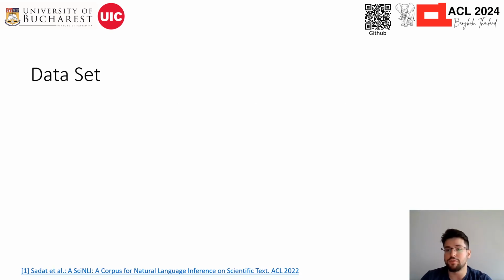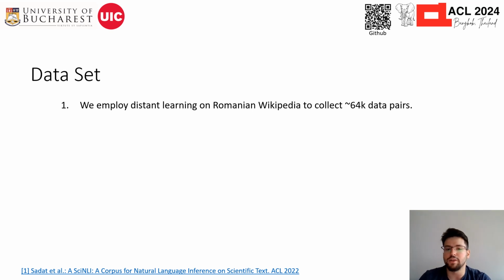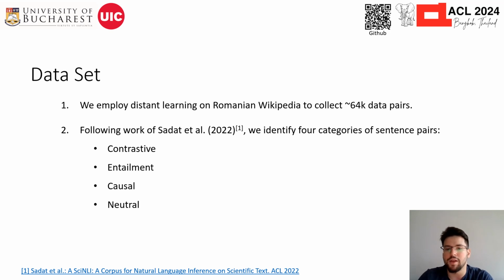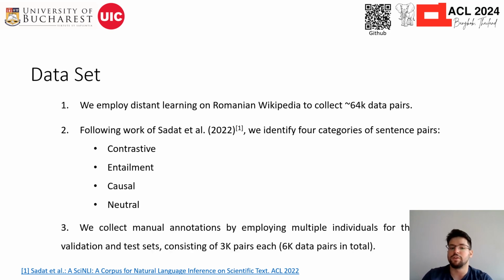The natural language inference task requires us to identify the relationship between two texts which are called the premise and the hypothesis. To collect such text, we have employed distant learning on the Romanian Wikipedia to collect approximately 64,000 data pairs. By following the work of Sadat et al., we identified 4 categories of sentence pairs which are contrastive, entailment, causal, and neutral. To further enhance our dataset, we have employed multiple individuals to obtain manual annotations over the validation and the test set, consisting of 3k pairs each.